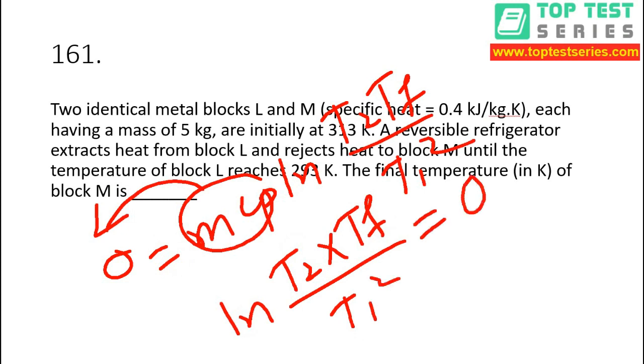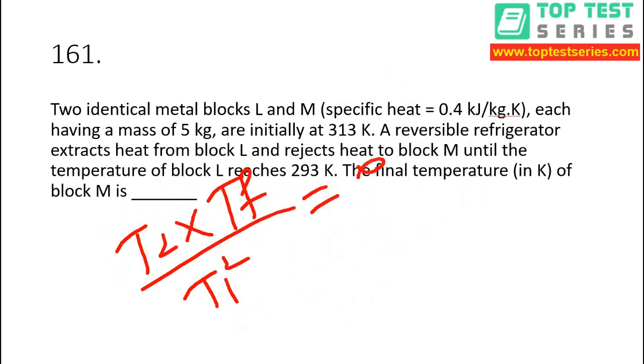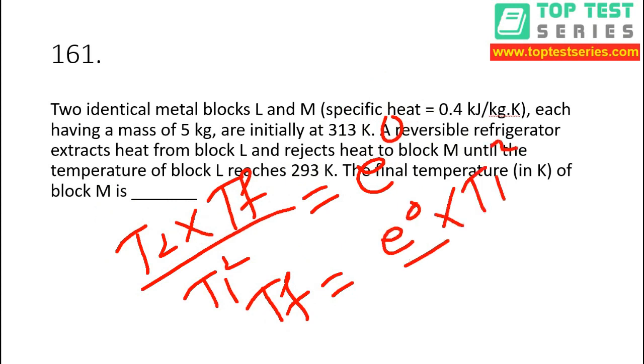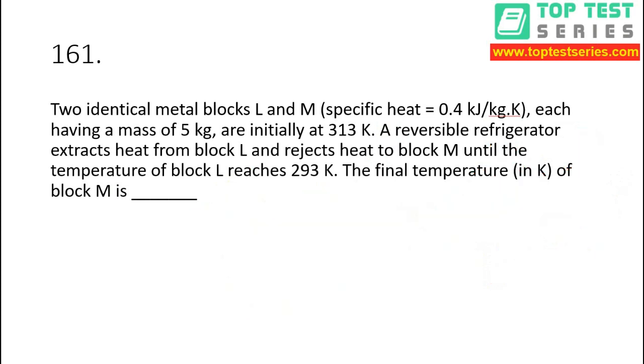Now use the concept of log. So T2 multiplied by Tf divided by T1 square is equal to e to the power 0. And Tf we have to find out, so Tf is e to the power 0 multiplied by T1 square by T2. Here T2 is 293 and T1 is 313. Now guys, put the values and tell in the comment section what answer you are getting for this question.